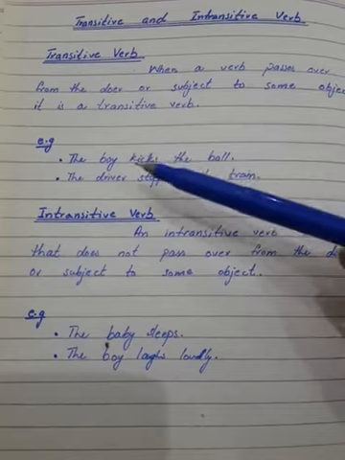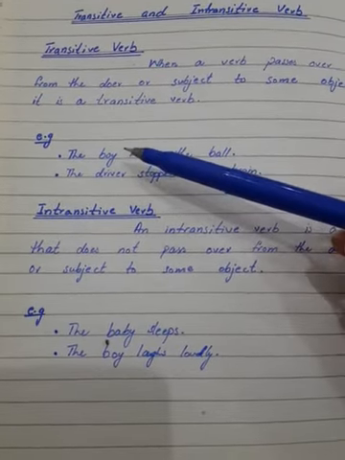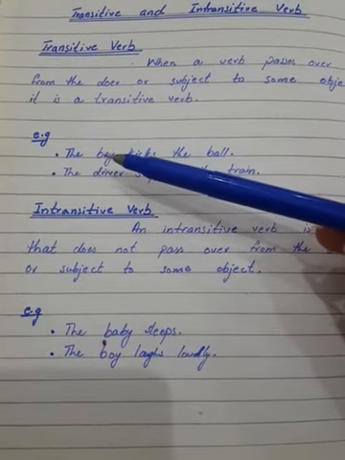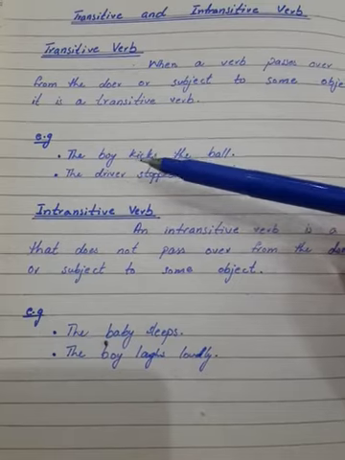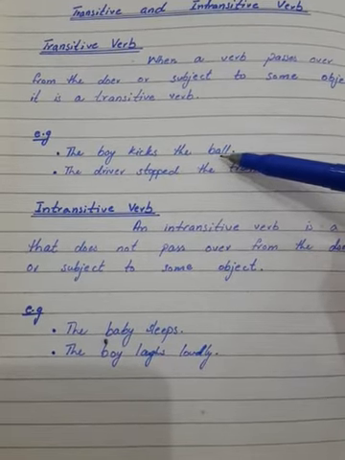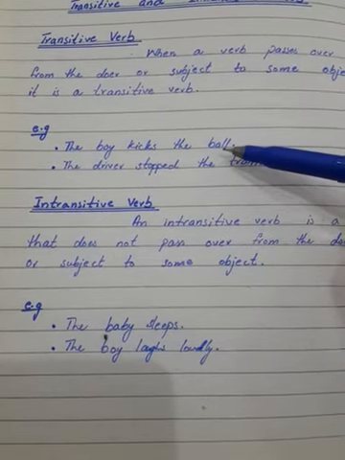For example, the boy kicks the ball. Okay, the subject of the sentence or the doer of an action is boy. The action done is kicks and it is received by ball. The boy kicks the ball.